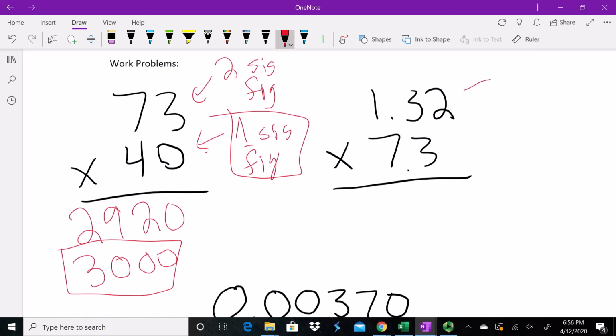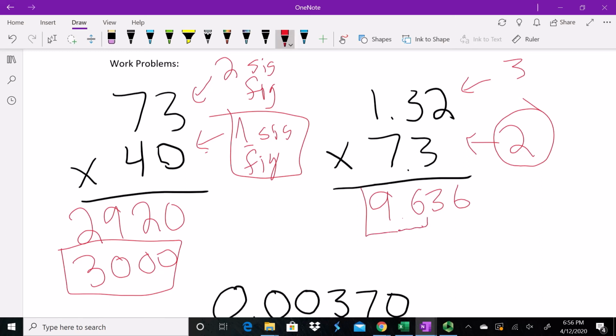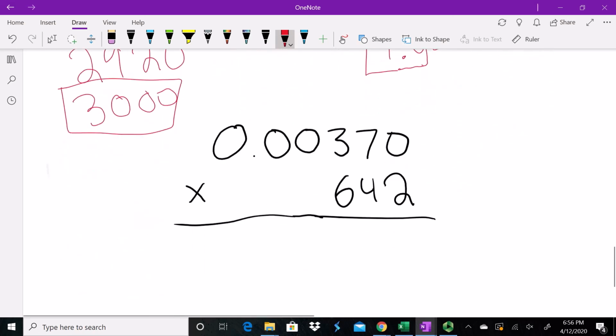All right, this number here has 3 significant figures. This one has 2. Right off the bat, I know that means my answer can only have 2 significant figures. If I do the math here, this becomes 9.636. This 3 is less than 5, which means I can just cut it off and say my answer is 9.6. Last problem.